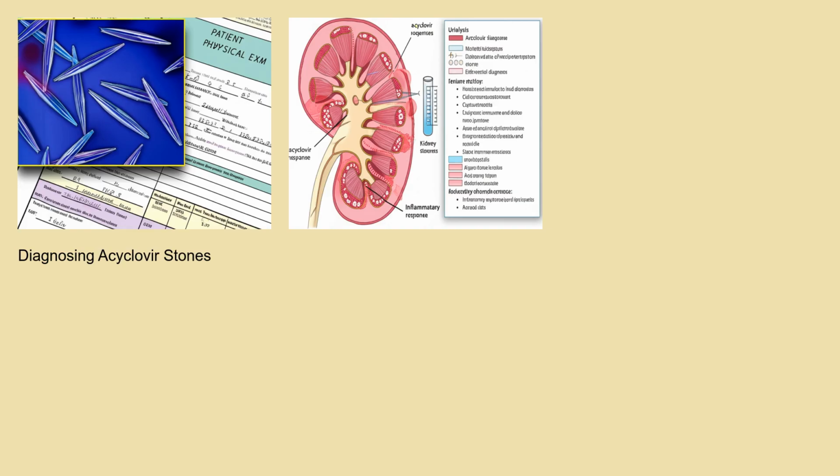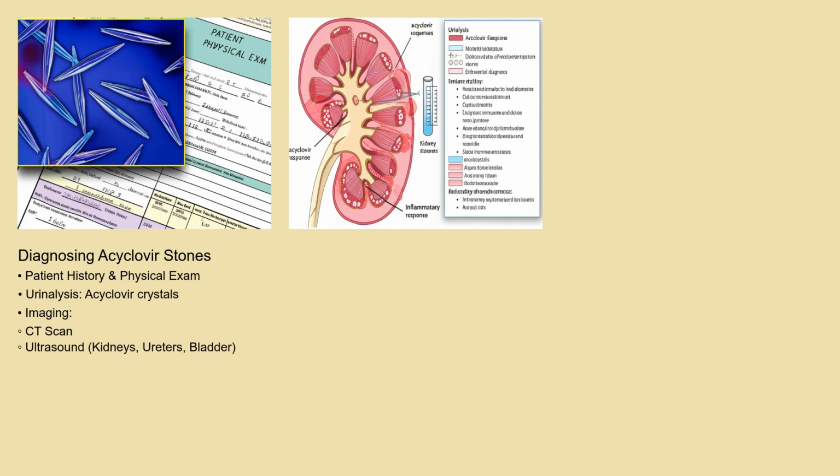Diagnosing Acyclovir stones typically involves a combination of patient history, physical examination, and imaging studies. A urinalysis can reveal the presence of Acyclovir crystals. Imaging techniques, such as a CT scan or ultrasound of the kidneys, ureters, and bladder, are used to visualize the stones and assess the degree of urinary obstruction. It's crucial to differentiate Acyclovir stones from other types of kidney stones through careful evaluation.